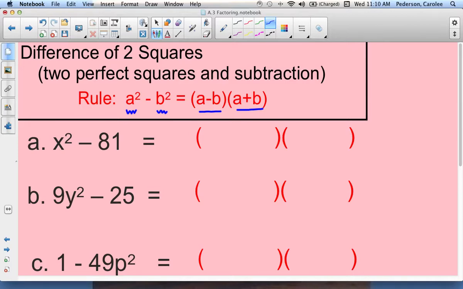This first example, x squared minus 81. I can rewrite this 81 as a perfect squared. 9 times 9 is 81. So the a in our rule is x, so we split up the x's. And then our b is the 9, so 9 and 9. And I just put a minus and plus. And it doesn't matter, you can put the plus first and then the minus.